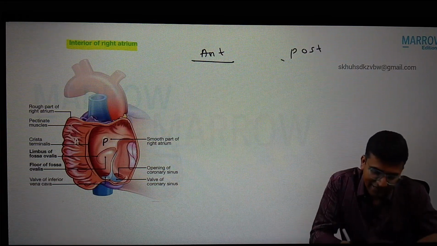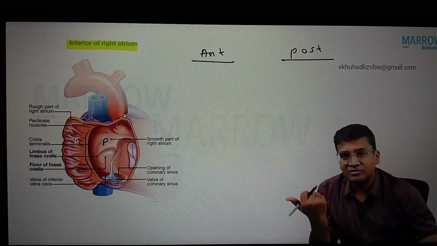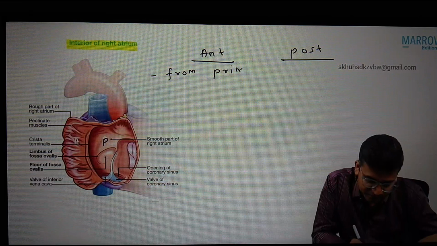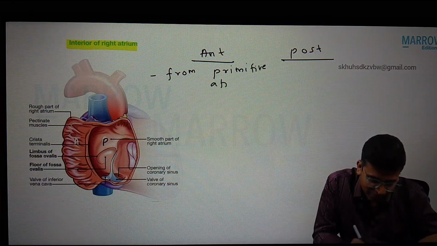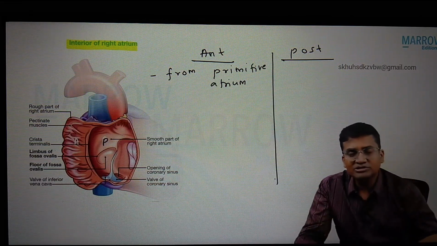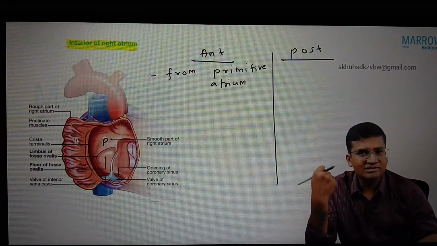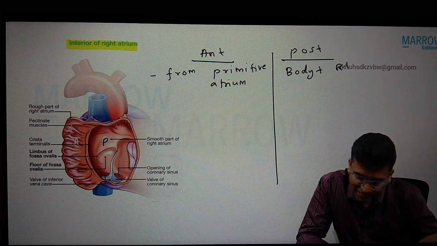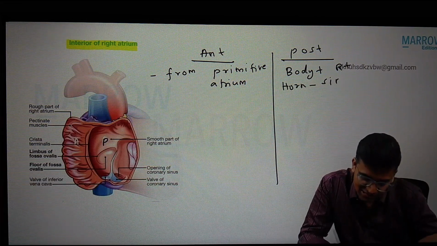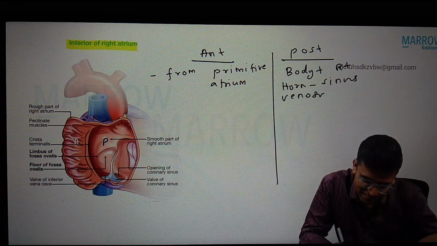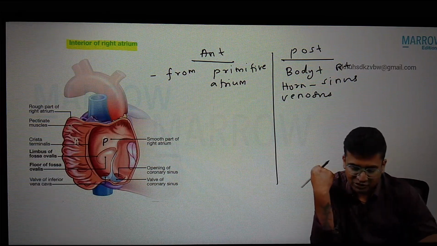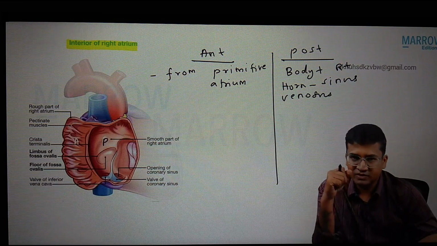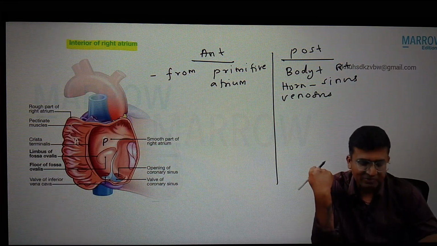Now the anterior part of right atrium is derived from the primitive atrium. The posterior part of right atrium, yes, we know, is coming from the body and the right horn of the sinus venosus. Right horn of the sinus venosus. Okay, so the posterior part of right atrium is coming from the body and the right horn of sinus venosus. The anterior rough part is coming from the primitive atrium.